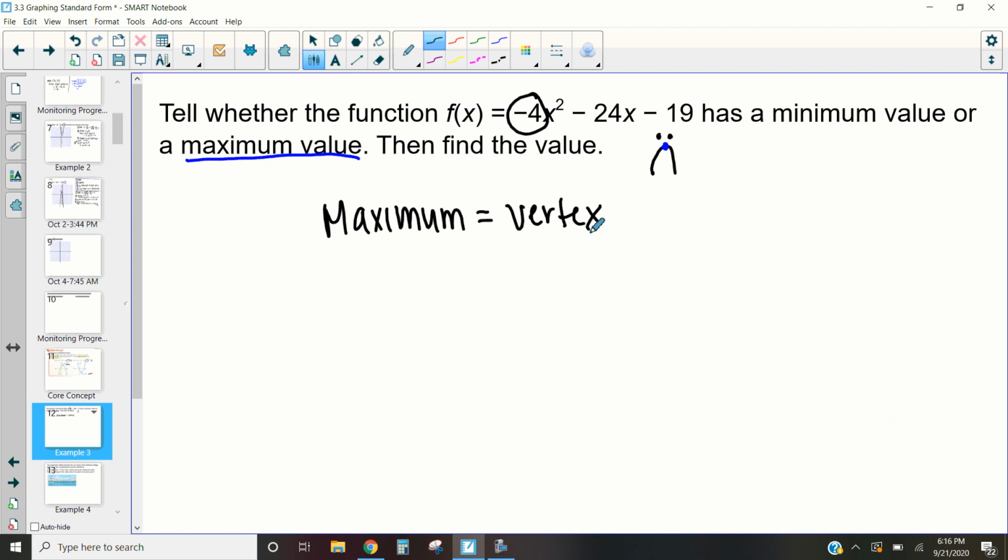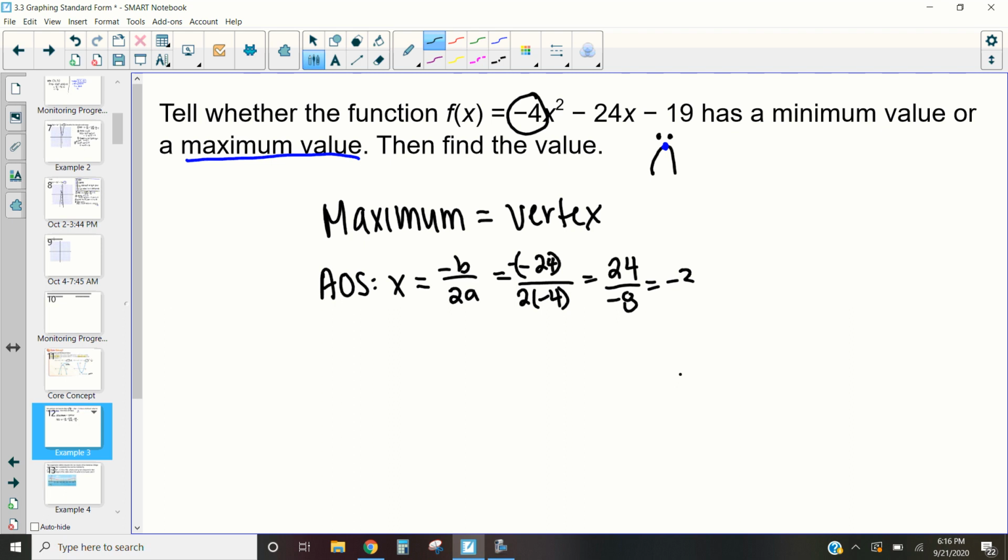To find that value, remember our maximum is another word for our vertex. So to find the value of our vertex, we start by looking at our axis of symmetry. Remember, our axis of symmetry is x equals negative b over 2a. In this case, our b is negative 24, so I have negative 24 over 2 times negative 4. A negative times a negative is a positive, so I have 24 over negative 8, and that simplifies to negative 3.